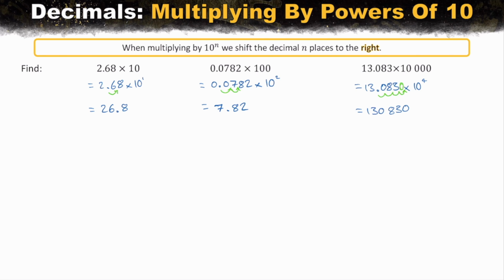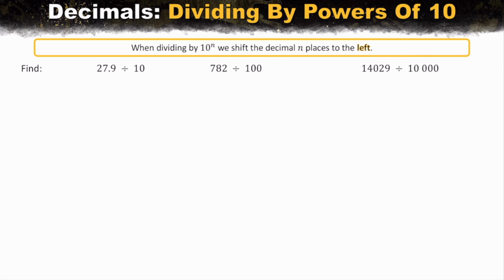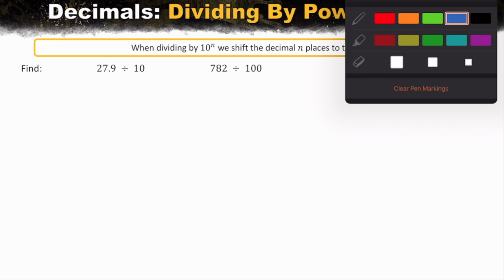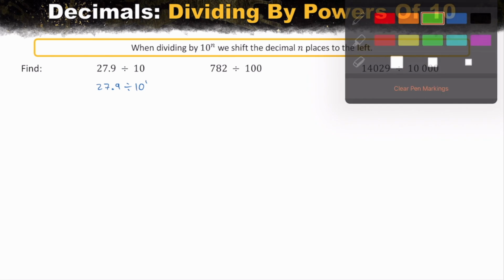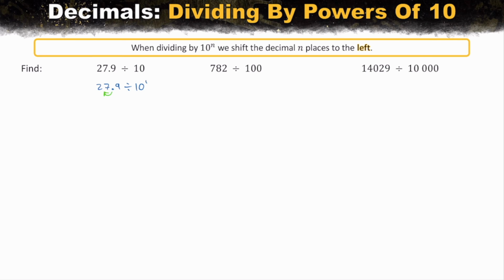Now, everything that we do in maths, well, pretty much everything, has an opposite. So if we divide by powers of 10, we do the opposite. If we're moving to the right when we multiply, we move to the left when we divide. So if we've got a number such as 27.9 divided by 10, we can think of this as 27.9 divided by 10 to the power of 1, which tells us we need to move 1 decimal place to the left. So that's moving to here, which is going to be 2.79, or 2 and 79 hundredths.